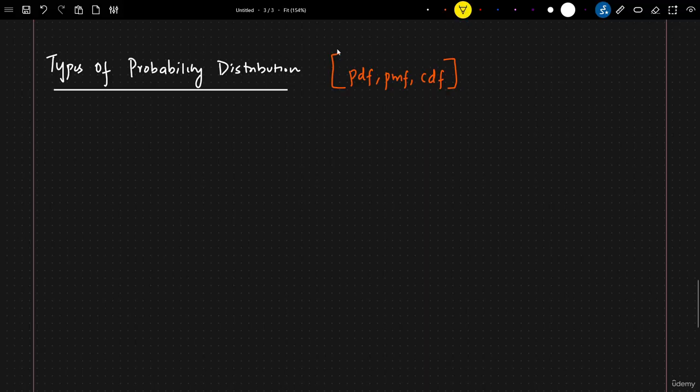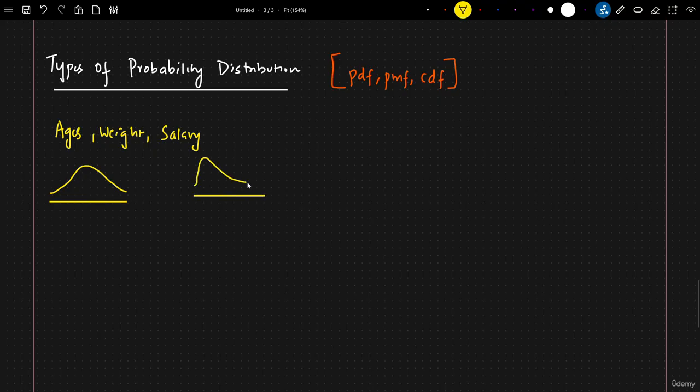Now, whenever we work with a data set, guys, we may have many features. We may have a random variable like ages, weight, or let's say salary. So these are all random variables, right? Let's say ages may follow some kind of distribution. This is the distribution that ages may follow, right? If I consider salary, salary may follow this kind of distribution, and weights may follow this distribution again.